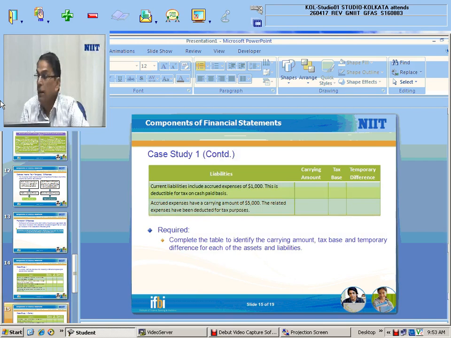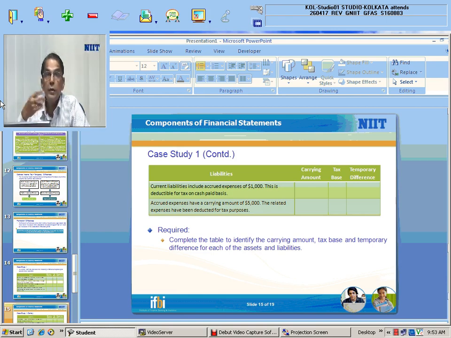We look at the liability side, or items of liability. Examples. Current liabilities include accrued expense of 1,000. This is deductible for tax on cash paid basis. So the carrying amount, the current liability, includes accrued expense of 1,000. Okay, so the carrying amount is 1,000.